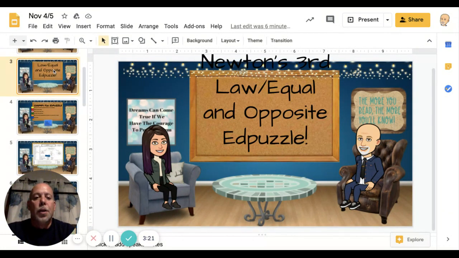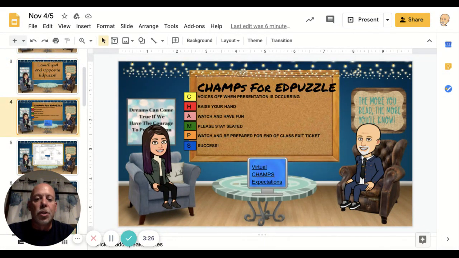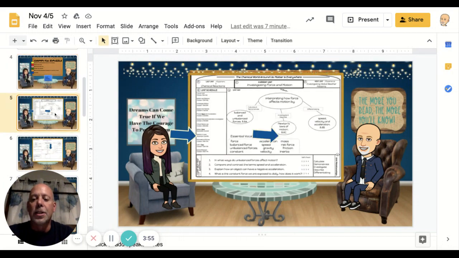So, Newton's third law, equal and opposite Edpuzzle. Here is the chance for the Edpuzzle. As usual, voices off when the presentation is occurring. Please raise your hand if you have any technical difficulties or issues, and either myself or Ms. Kanopic, depending on the class you're in, will take care of it for you or at least help you out. Watch and have some fun. Please stay seated, and then watch and be prepared for your exit ticket at the end of the slides, all right? We do all of this, and we will be successful in learning about Newton's third law, equal and opposite reactions, all right?